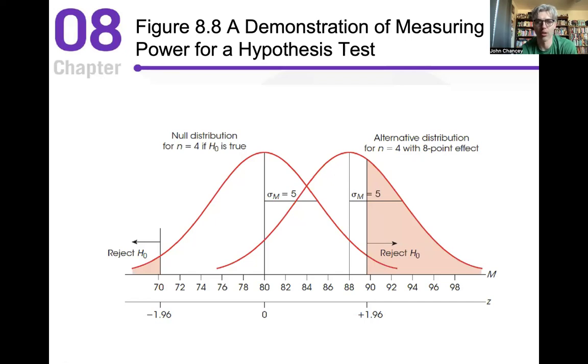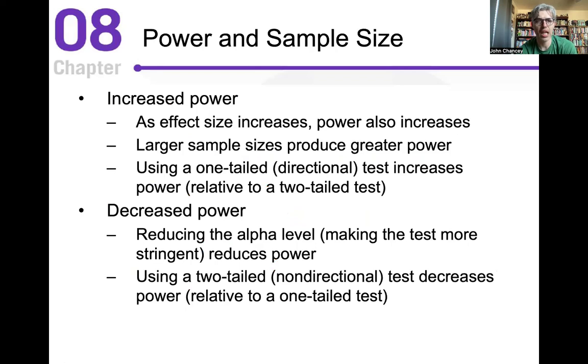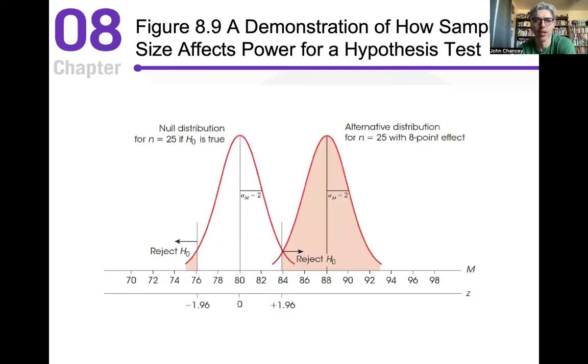So looking at those critical regions. Increased power: as effect size increases, so does power. Large sample sizes produce greater power. A one-tailed test increases power compared to a two-tailed. Things that decrease power: reducing your alpha level, going from 0.05 to 0.01, for example, making the test more stringent, reduces your power. Using a two-tailed test decreases power.